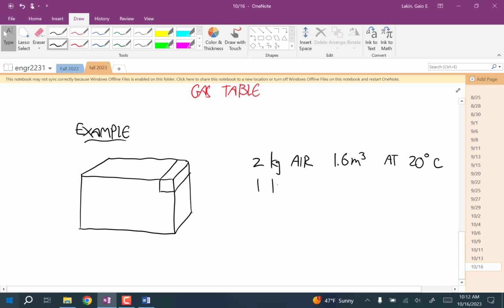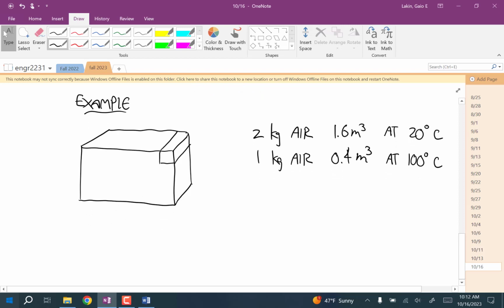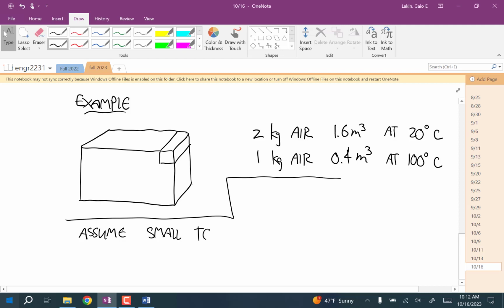And then 1 kilogram of air in a volume of 0.4 cubic meters at 100 degrees Celsius. We are going to assume that's a small temperature range, because the final temperature is going to be somewhere in between those two.